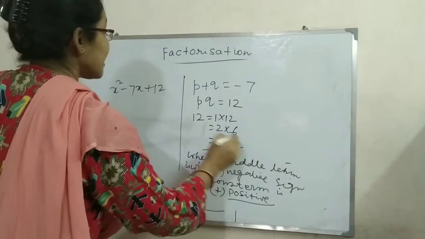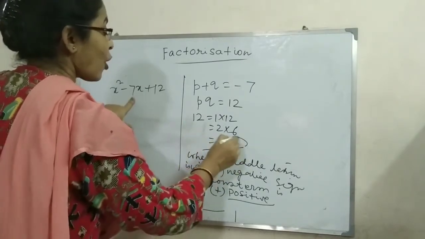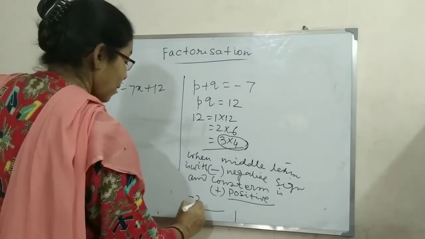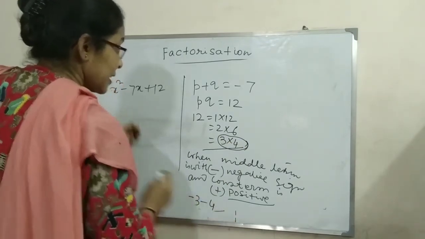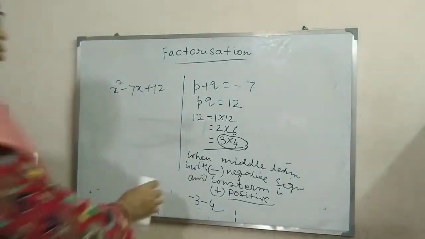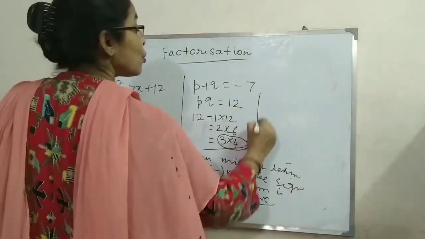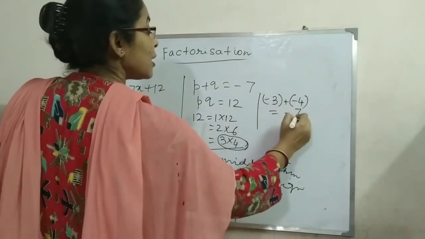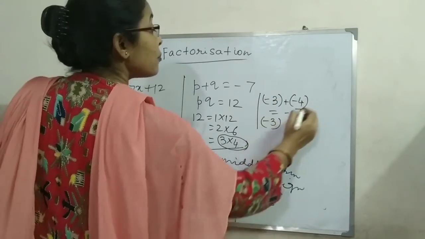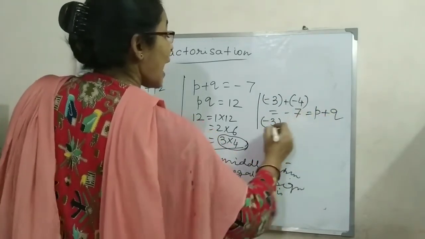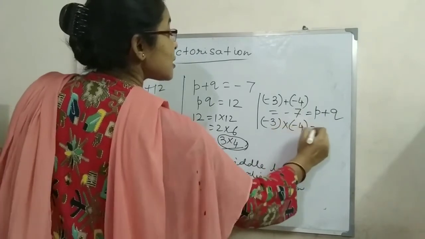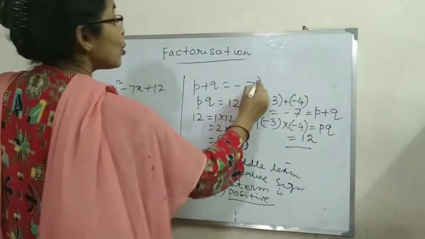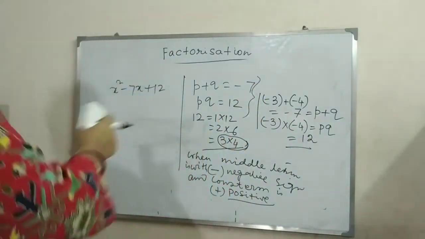That is, I will get minus 7 from here. If I write minus 3 minus 4, if I take two factors minus 3 and minus 4, this is equal to minus 7, which is p plus q, and this is equal to pq equal to 12. So two conditions are satisfied.